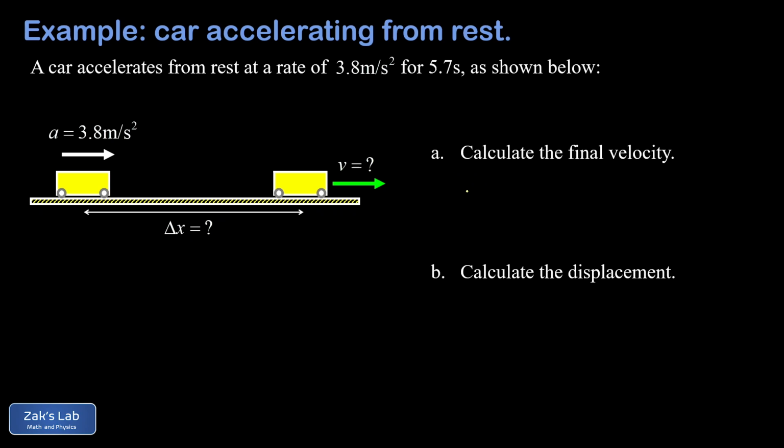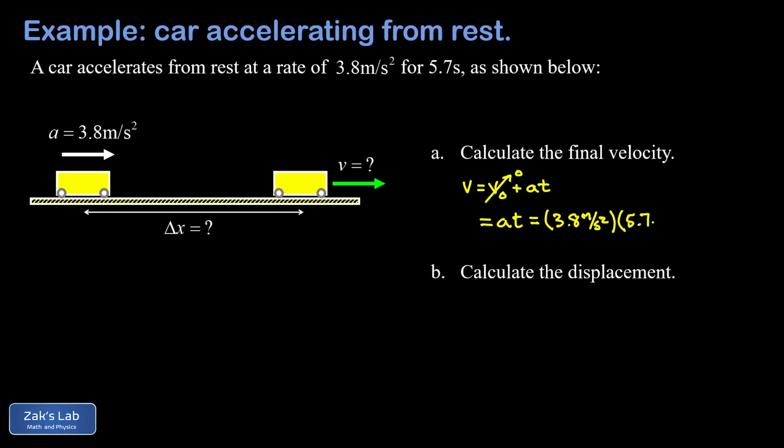So to get the final velocity, we're going to look at our velocity as a function of time. It's one of our core kinematics equations, v equals v naught plus at. And we were told the car starts from rest, which means v naught equals 0, so that term is gone. So our final velocity v is just equal to acceleration times time. So now we can plug in the numbers. The acceleration is 3.8 meters per second squared.